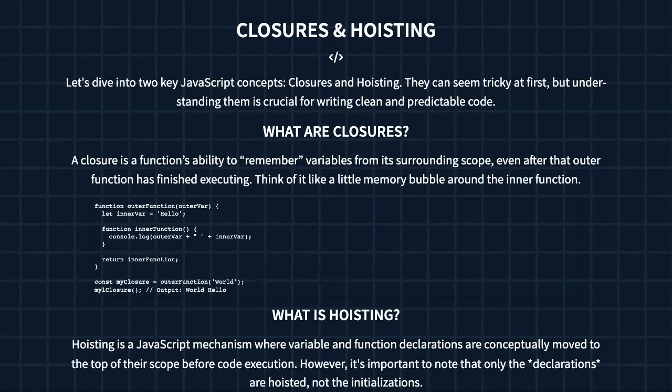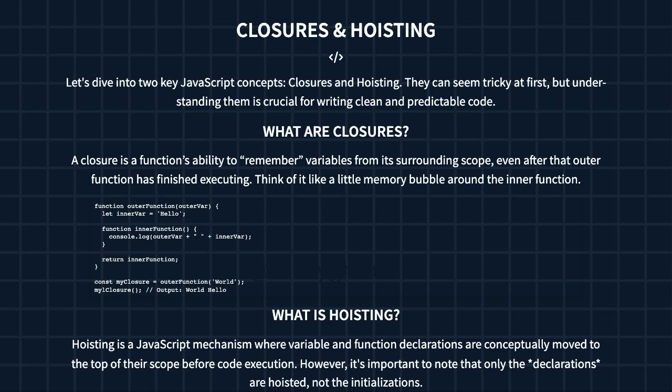Okay, let's talk about closures and hoisting. They are fundamental to how JavaScript works. A closure is essentially a function remembering the variables around it, even after the outer function has finished running. Imagine it like a little memory space just for that inner function. It's really useful when you want to maintain state between different calls.